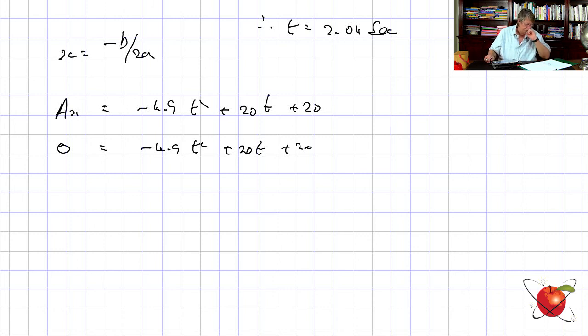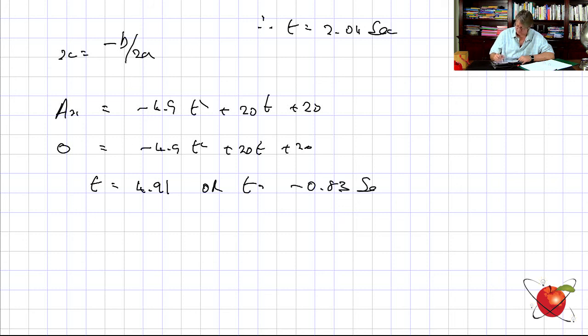Well, I say, okay, I get here, okay, delta x equal to 0, and I'm going to solve t is equal to 4.91, or t equals minus 0.83. Okay, what does that mean? It means that at that point when delta x is 0, okay, the time is 4.91 seconds or minus 0.83.